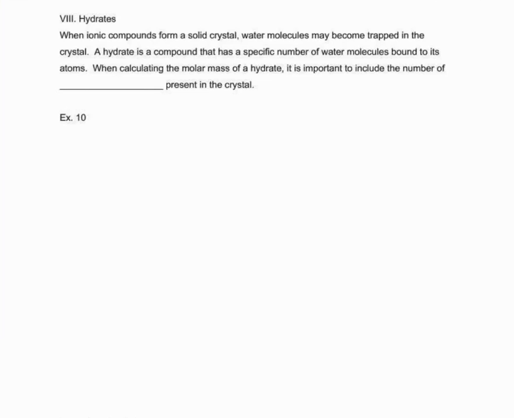So we're in Unit 7 talking about the mole, and now we're going to talk about another situation that would affect molar mass, which affects, in turn, our calculations. And this is a hydrate. A hydrate is a combination of an ionic compound and water molecules. Ionic compounds generally exist as a solid, but when they form, a lot of times water molecules get trapped inside of the crystal.